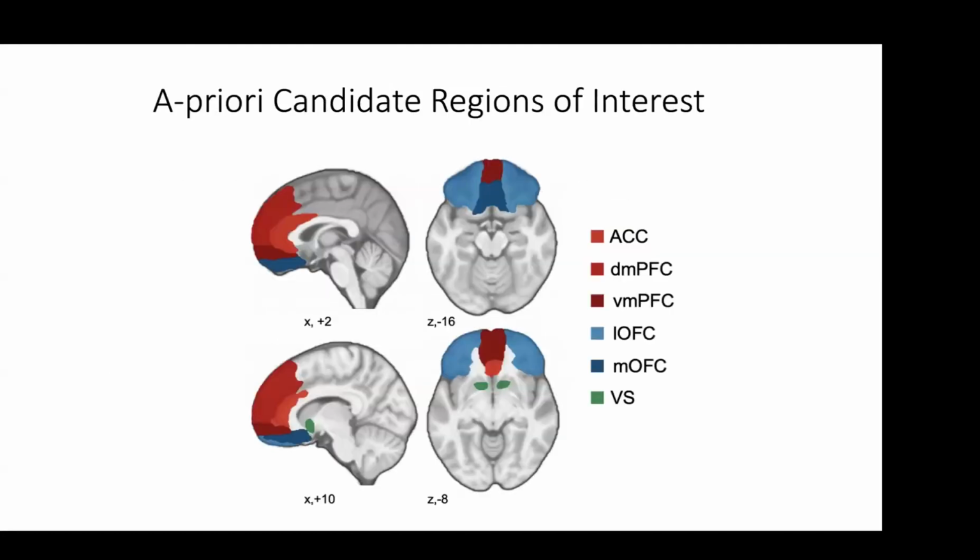So these were the a priori candidate regions of interest. We have subregions in the medial prefrontal cortex, such as the anterior cingulate cortex, dorsomedial and ventromedial prefrontal cortex. We had subregions of the orbitofrontal cortex, such as the lateral and medial orbitofrontal cortex, and the ventral striatum. They were taken from the AAL atlas, with the exception of the ventral striatum, which was manually drawn.